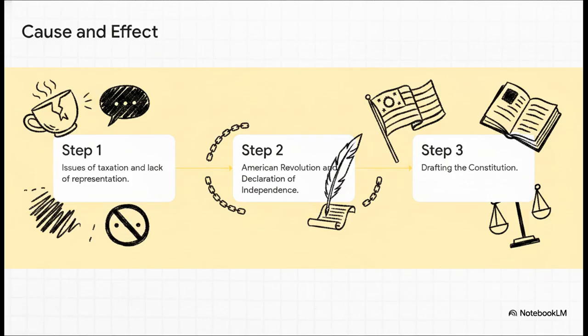Okay, for this part, I want you to actually draw this cause and effect chain right into your notes. Step 1. Issues of taxation and a total lack of representation create intense, boiling anger. That tension leads directly into Step 2, the American Revolution and the Declaration of Independence. The break is officially made, which then forces Step 3, drafting the Constitution. Because the success of the revolution meant they suddenly had to build a brand new government completely from scratch.